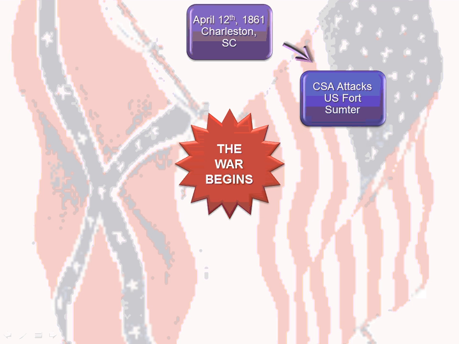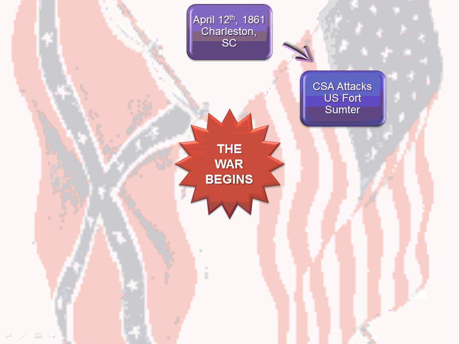Fort Sumter is a federal fort controlled by Lincoln and the Federal Army. It's in South Carolina. South Carolina says, wait a minute, we are not part of your country anymore. That's our fort. Give it back. Lincoln refuses. They attack. The South fires the first shots of this war.